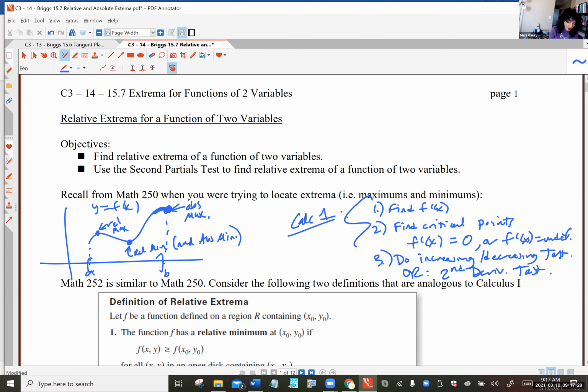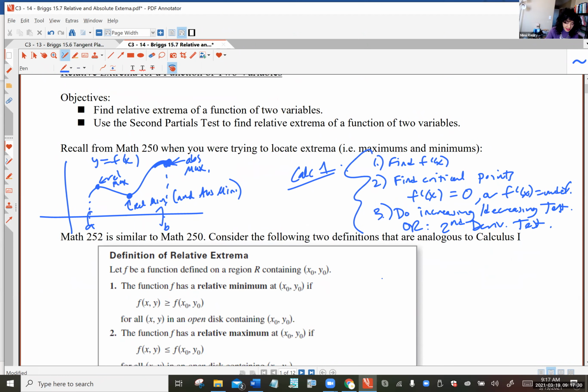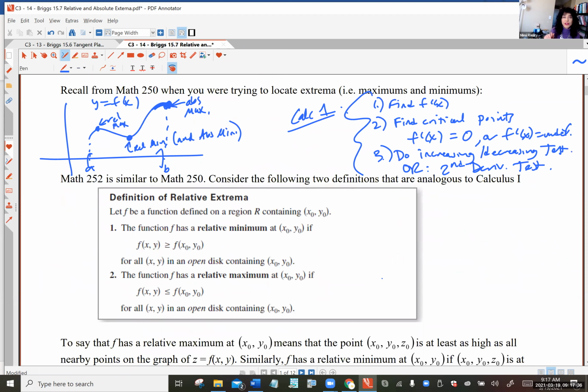So this was the process, and we're going to have a similar analogous process here in Calc 3. First, though, let's define what a relative extrema is for us folks here in Calculus 3. We're going to look at extrema for functions of two variables only, because we want to keep it kind of easy here.